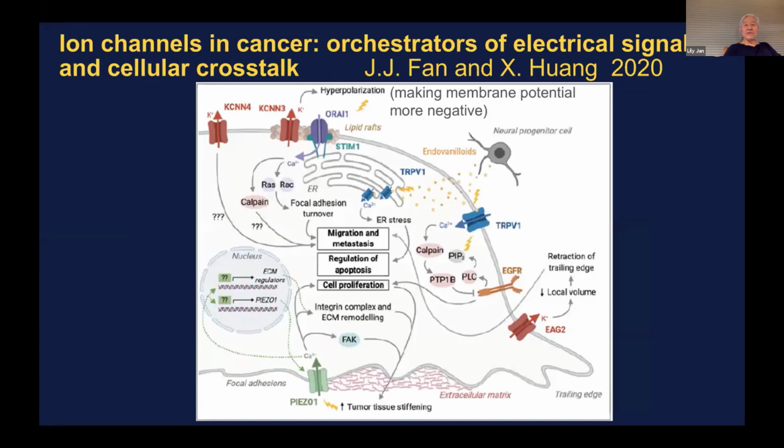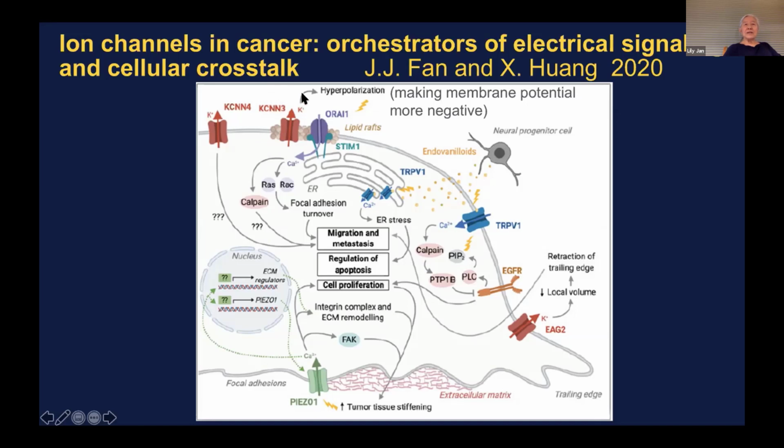For cell migration, there's actually local volume change. The leading edge may have a local volume increase, while the trailing edge may have a volume decrease. That may depend on the activity of potassium channels. In this example, it's the EAG2 potassium channel. And there are other functions for migrating cells.